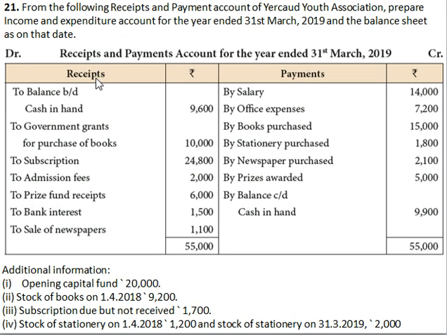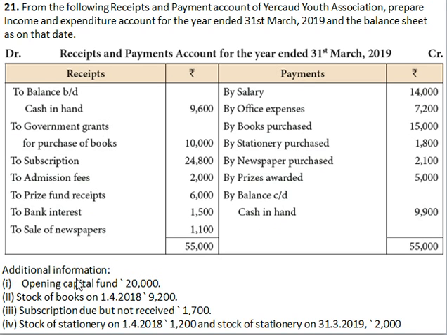The given particulars of receipts are opening balance of cash in hand, government grants for purchase of books, subscription, admission fees, prize fund receipt, bank interest, sale of newspaper. And the particulars of payments are salary, office expenses, books purchased, stationery purchased, newspaper purchased, prizes awarded, and the closing balance of cash in hand.